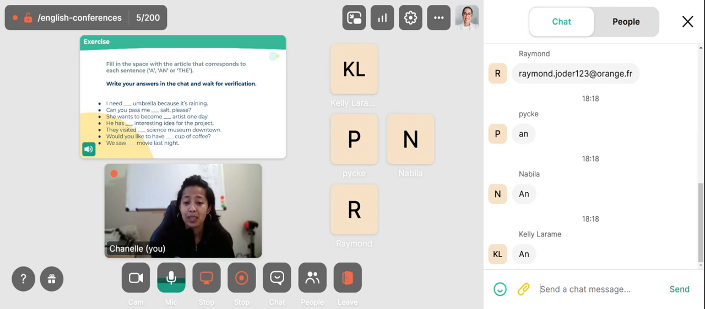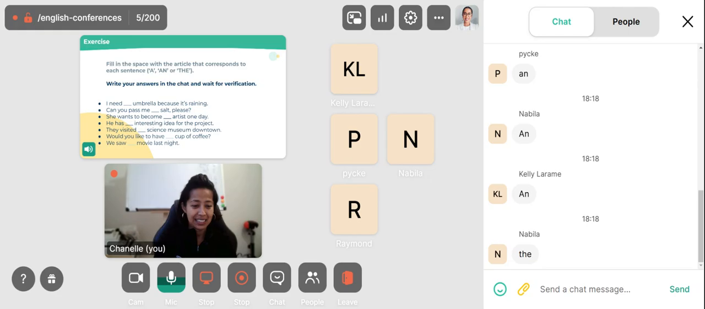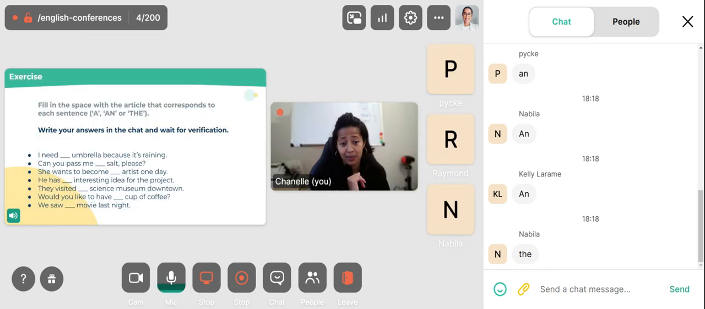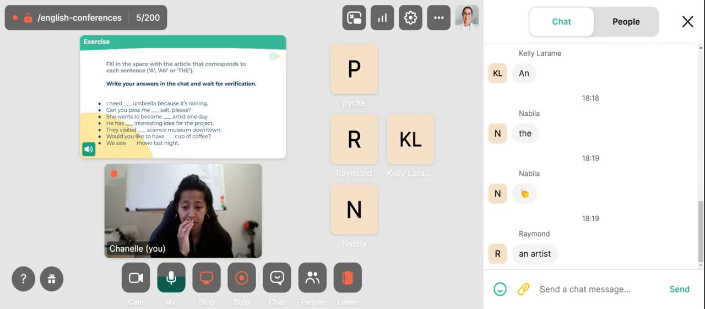Can you pass me salt, please? Nabila says the salt. Lovely. Let's see what everyone else says. So, can you pass me the salt, please? Why? Because you can imagine that we are all around the table and it is very particular. It is precise. So we have the salt.